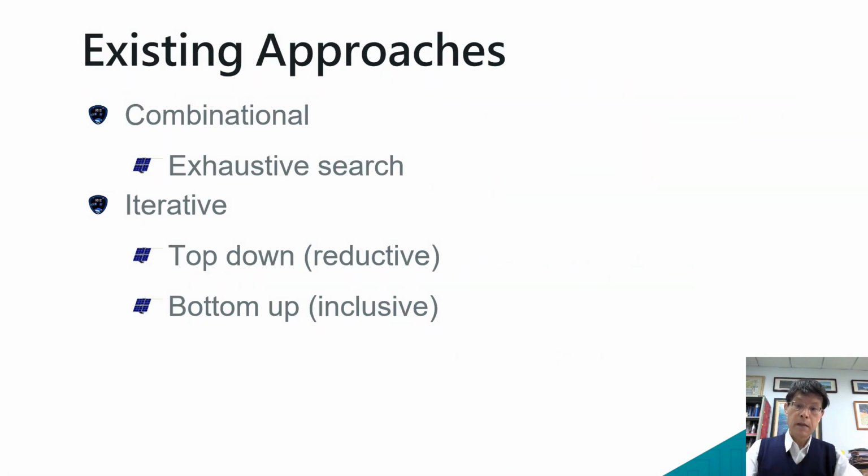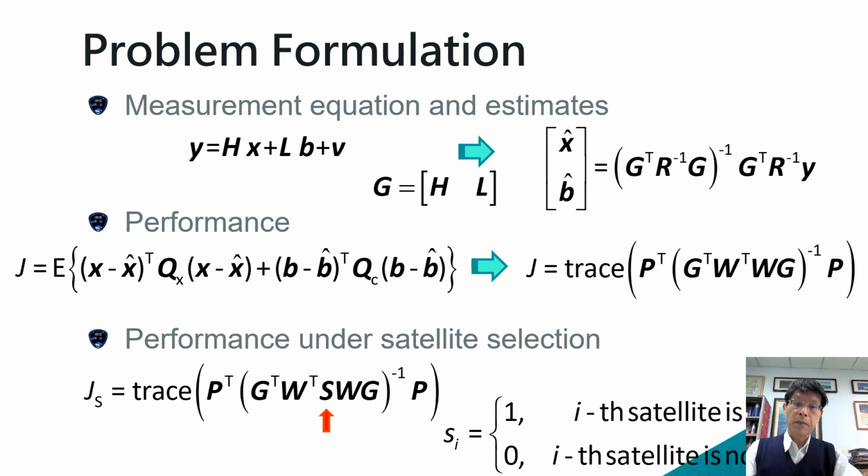The problem formulation is as follows: we are given the measurement equation, we know how to obtain the estimate, and then we can evaluate the performance. Typically, we try to optimize the performance to determine the estimate. And if we take satellite selection into consideration, then the performance objective function may become as follows.